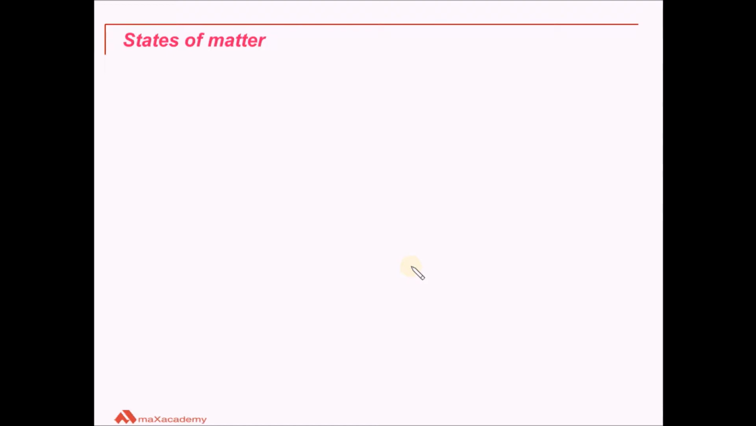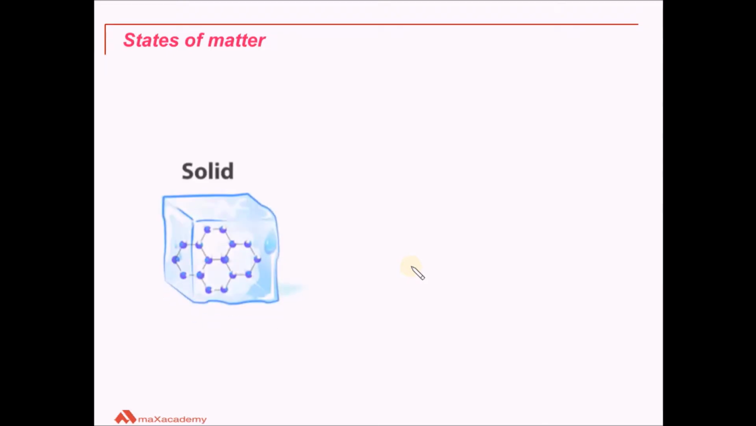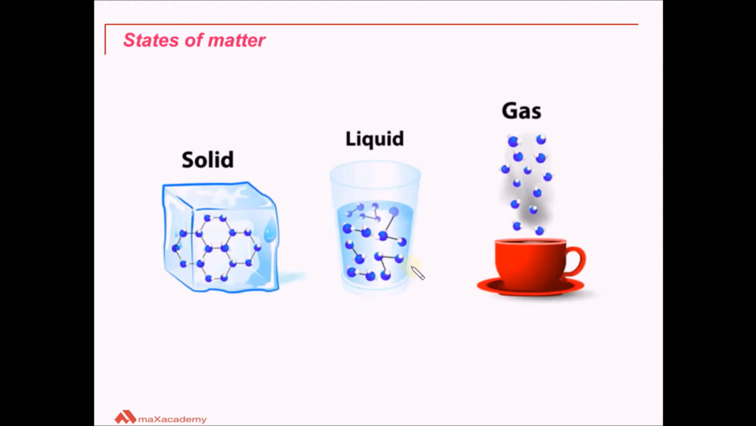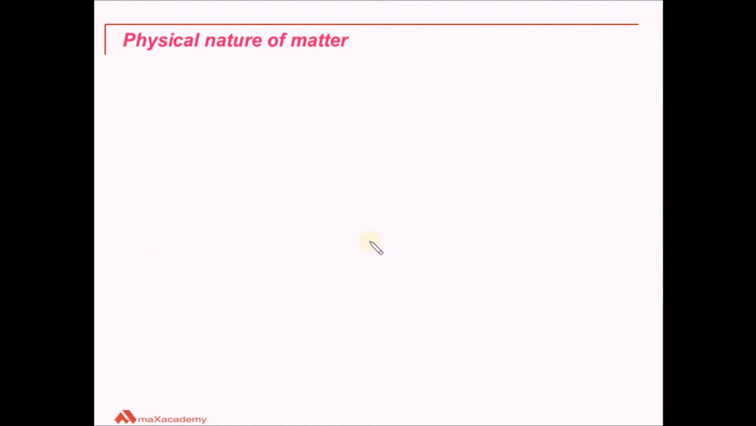States of matter. Matter has been categorized into three states: solid, liquid, and gas. We will detail these states of matter later on, but before that, let us know what matter consists of, how it is made, and what its physical nature is.